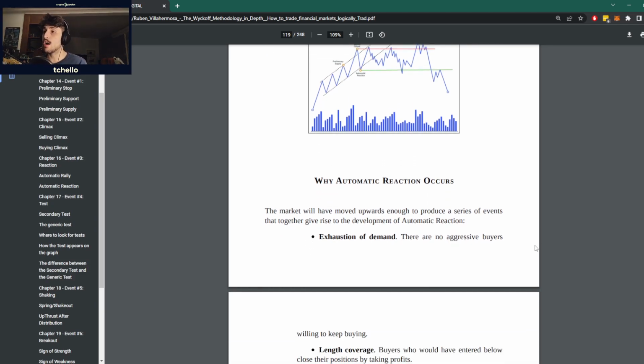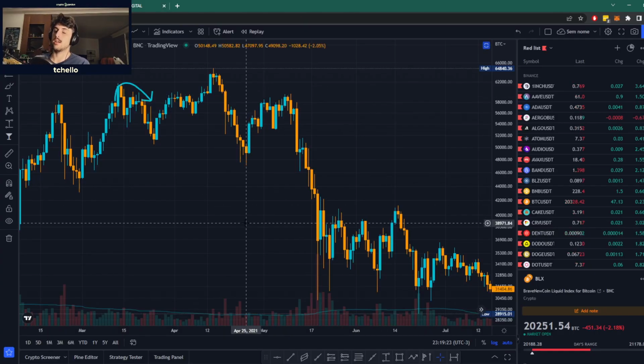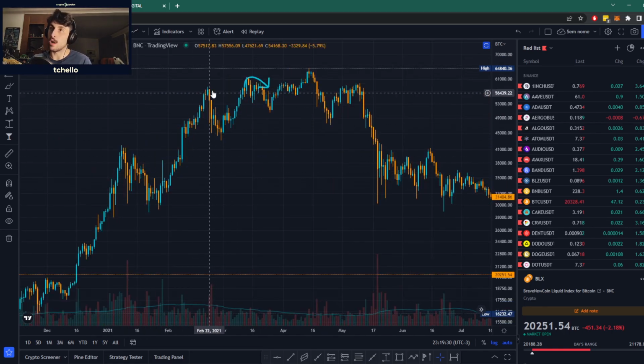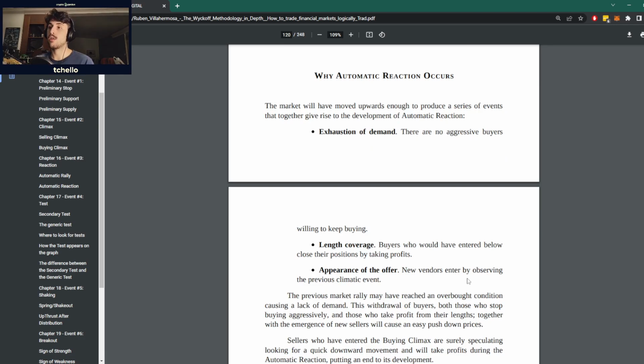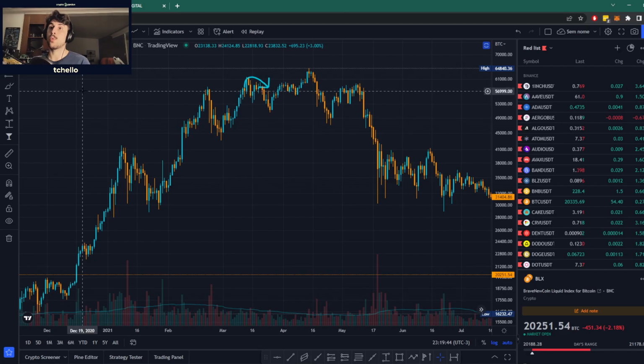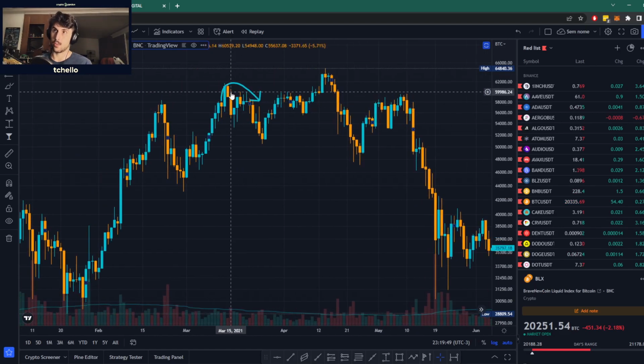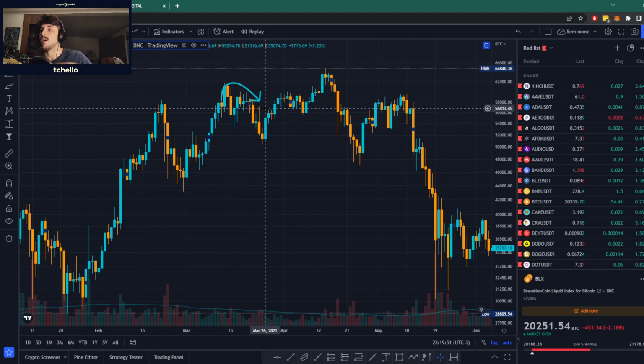So there are no aggressive buyers willing to keep buying. So you see a diminution, like the market buys start becoming lower. So less and less people are willing to buy at market price, right? Second, we have long coverage. So the large longs are being closed, right? And finally, we have appearance of the offer. So a lot of people start selling, especially once they see this previous climactic event. So they start selling once they see Bitcoin going down like 25% in a day.